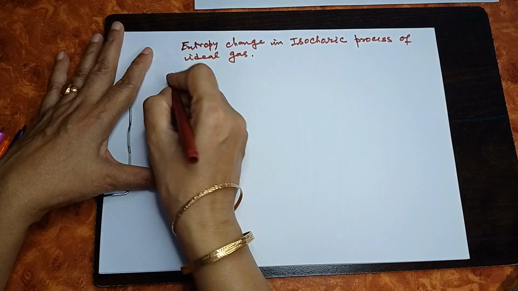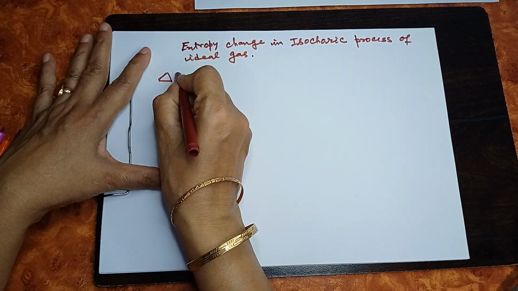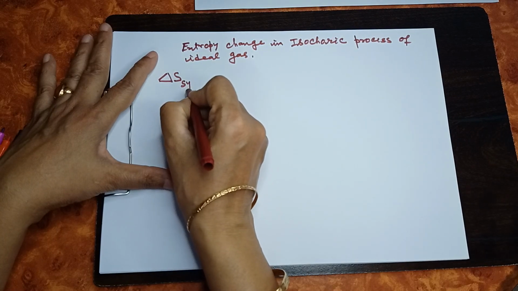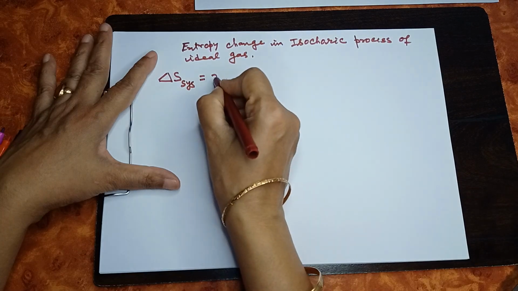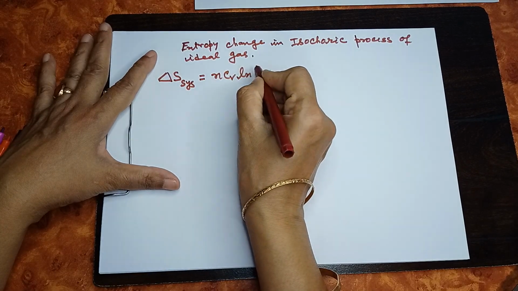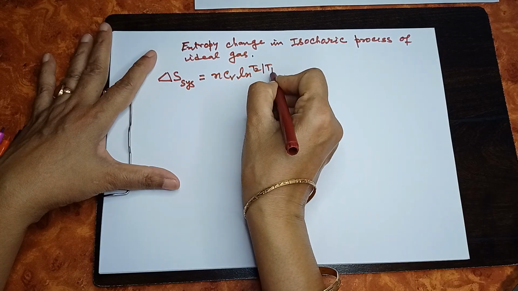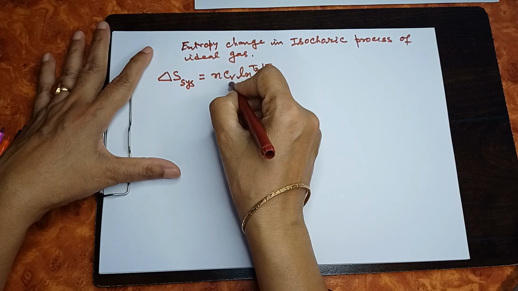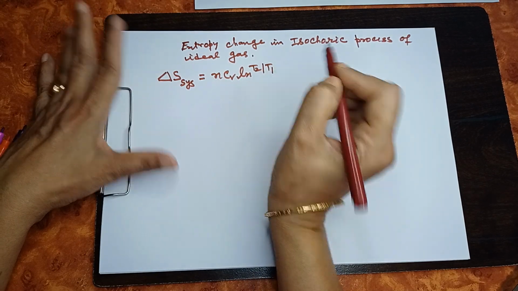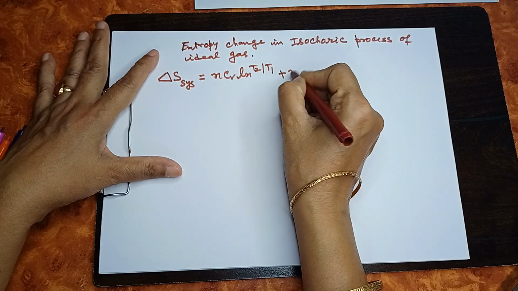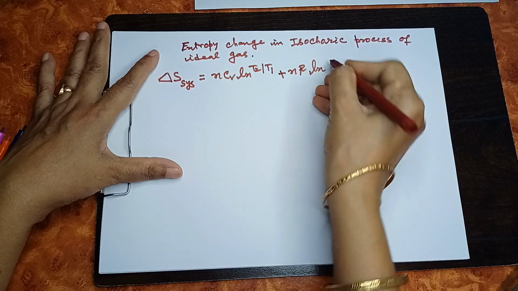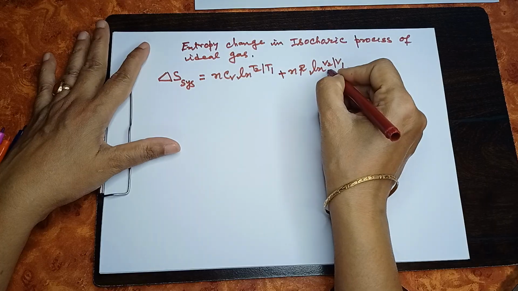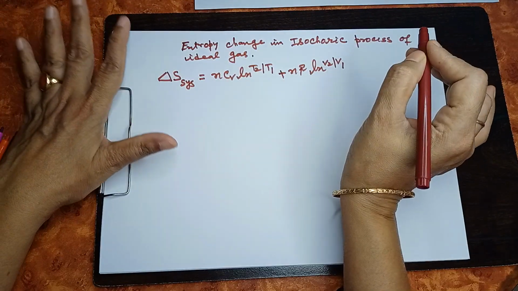In my last video, I have derived this equation for a reversible process, that is entropy change of the system is equal to NCV ln T2 by T1, where N is the number of moles, CV is the molar heat capacity at constant volume, T2 is the final temperature, T1 is the initial temperature, plus NR ln V2 by V1. R is the universal gas constant, V2 is the final volume, V1 is the initial volume.